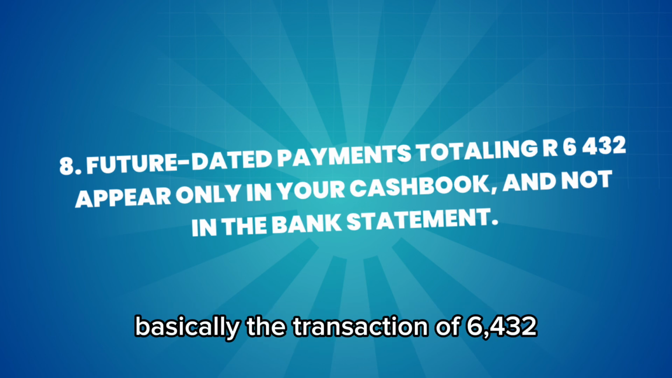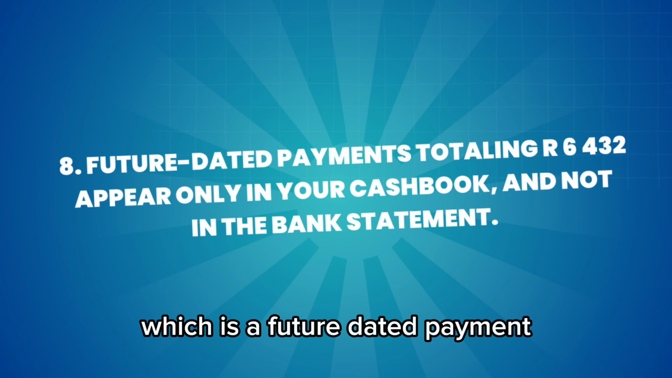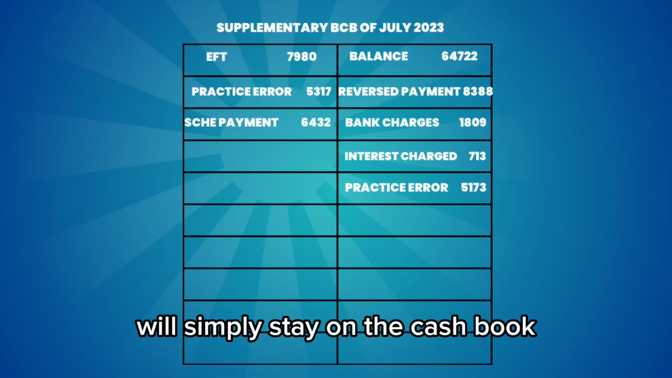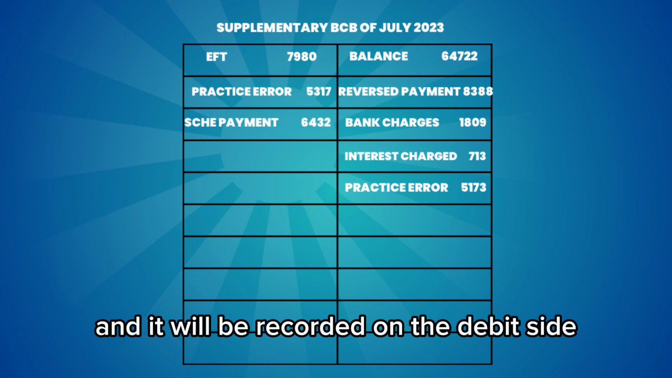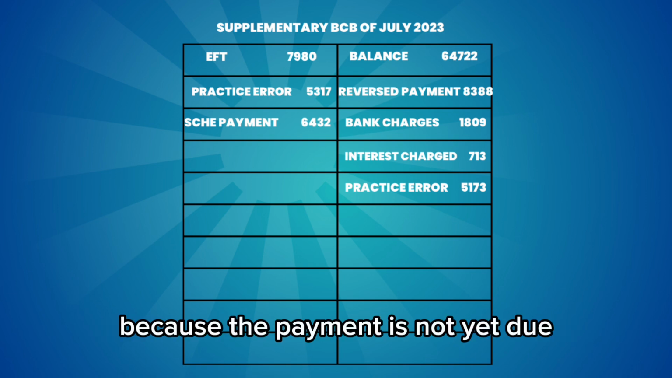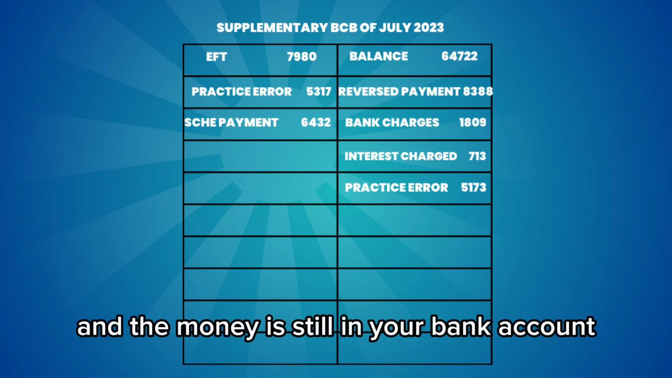Basically, the transaction of 6,432, which is a future dated payment, will simply stay on the cash book as a scheduled payment. And it will be recorded on the debit side because the payment is not yet due and the money is still in your bank account.